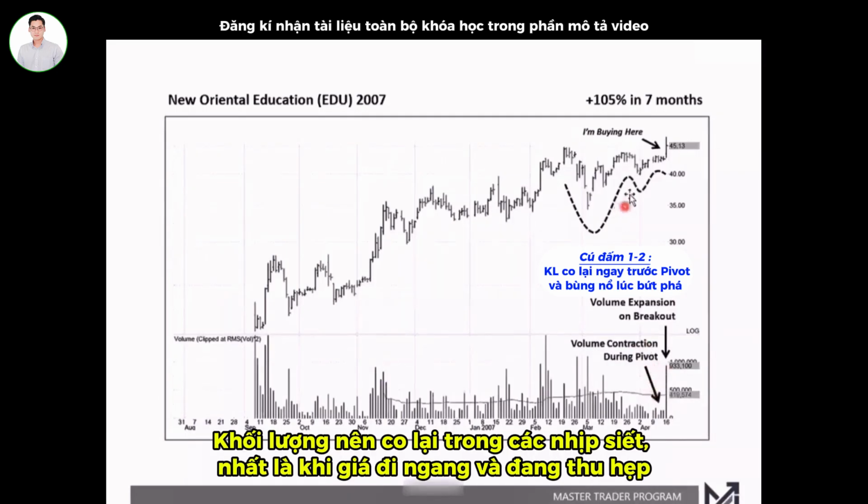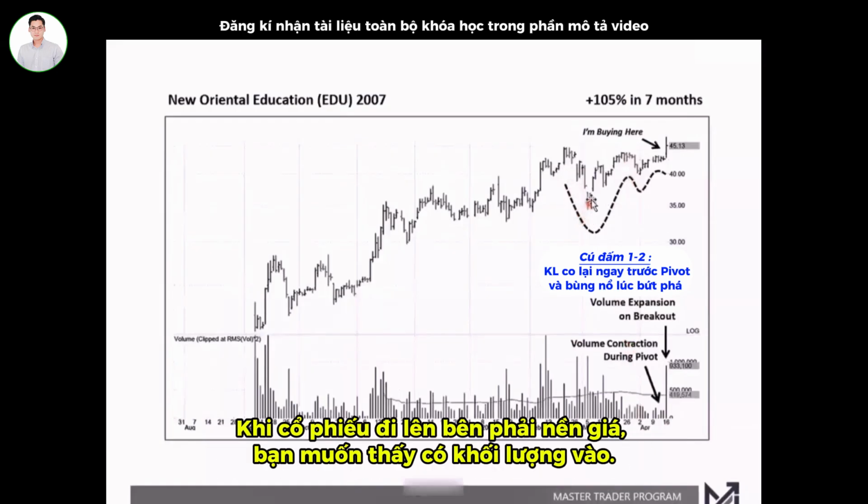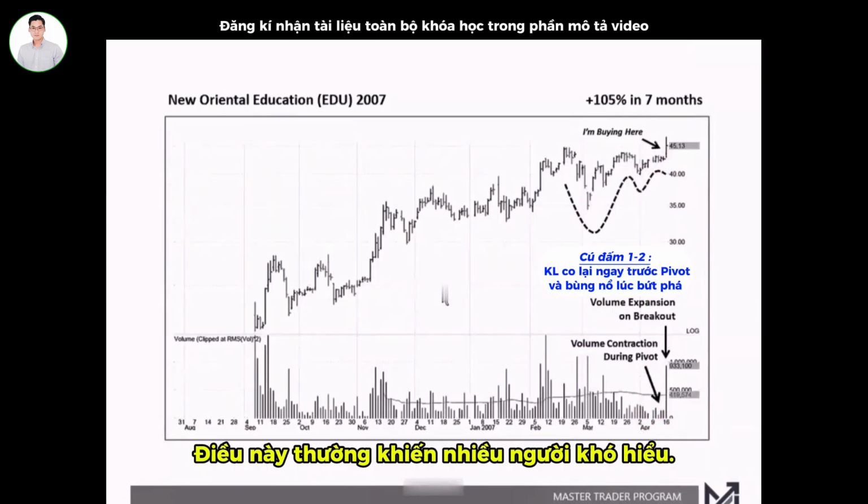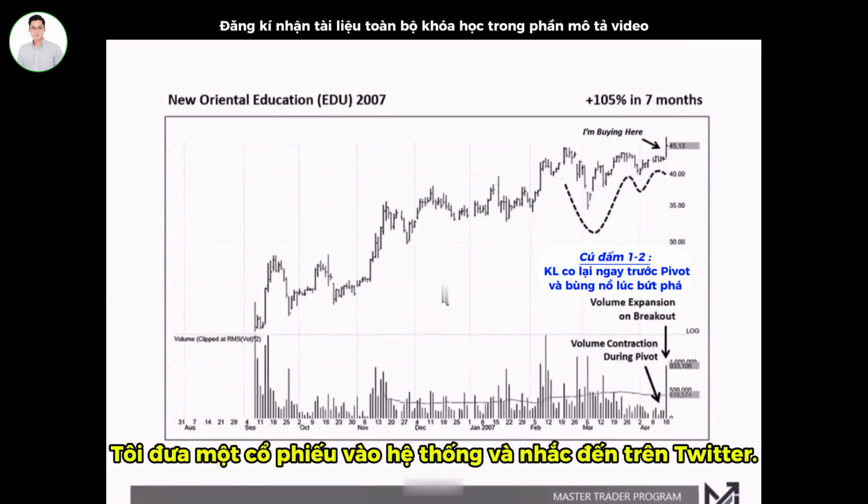And you want to see the contraction actually in most of the tightenings. In the areas where the stock is going tight, you want to see the volume come in, and then when it's moving up the right side, that's where you want to see some volume. But particularly when it's in the pivot, that's where you want to see the lowest volume that you could possibly get. And this really throws people for a loop sometimes.